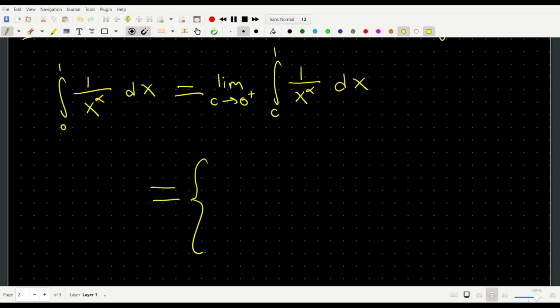Again, just like before, we have to break this into multiple different parts. For alpha between 0 and 1, for alpha equal to 1, and for alpha greater than 1.